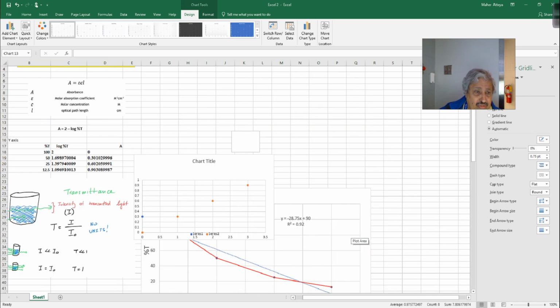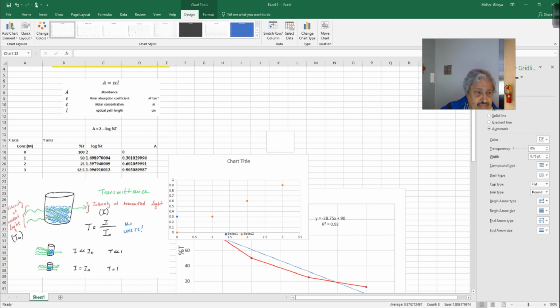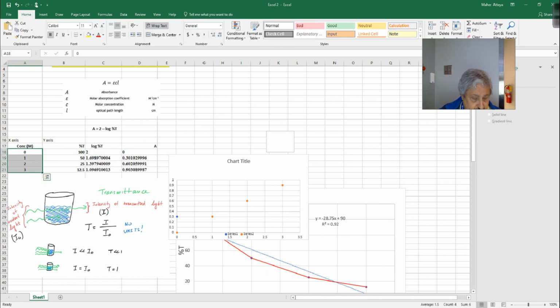Did we take one or two? We took only one, correct? That's the absorbance. So that's the concentration. I don't know why when we move it out, it looks like it does not want to take it. Control. I'm taking the other one.